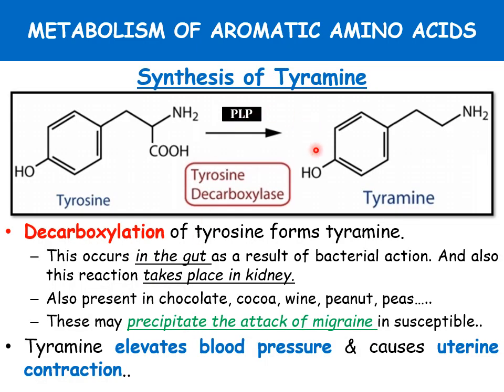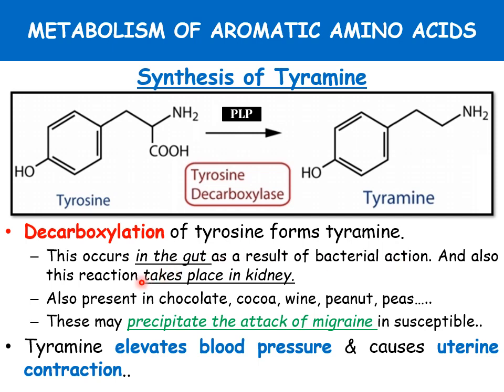Then synthesis of tyramine, that is amine synthesis from amino acid. Tyrosine is decarboxylated in the presence of PLP and forms tyramine. This decarboxylation occurs in the gut as a result of bacterial action, and it also takes place in the kidney.